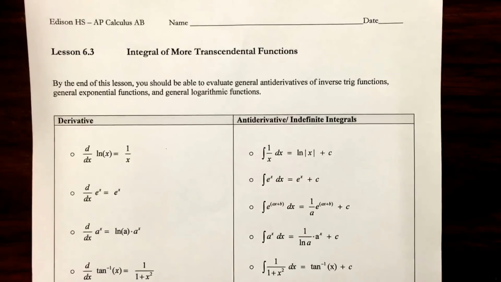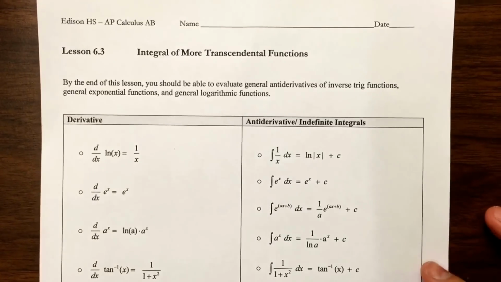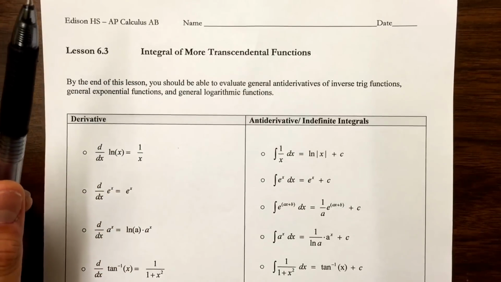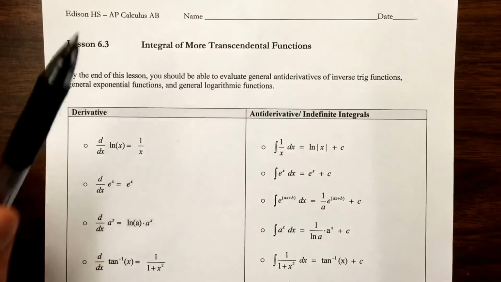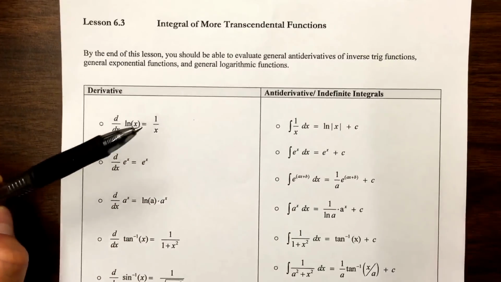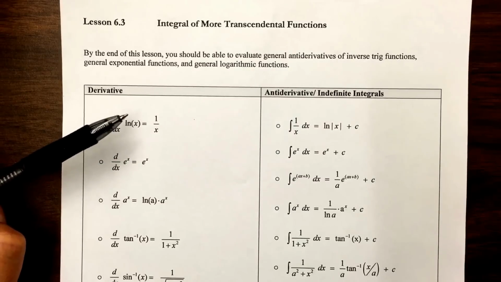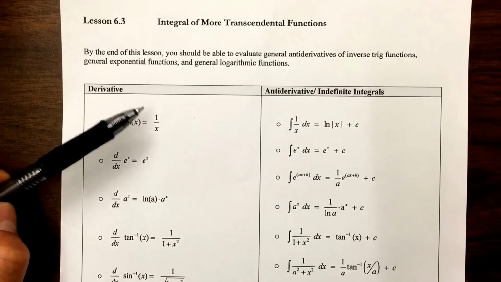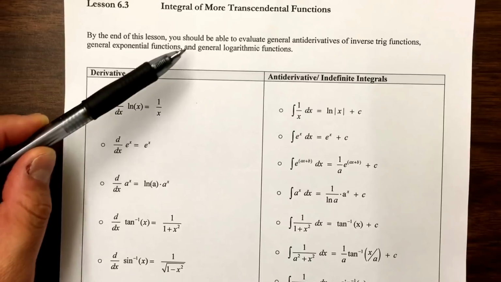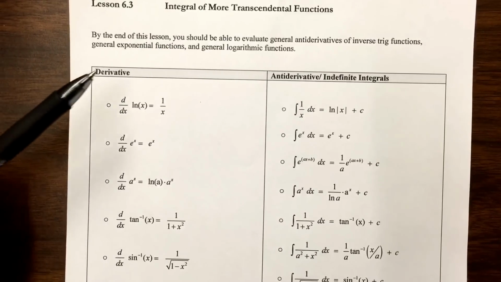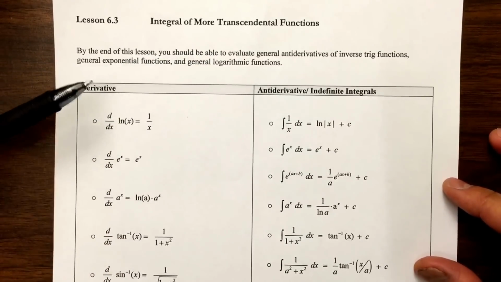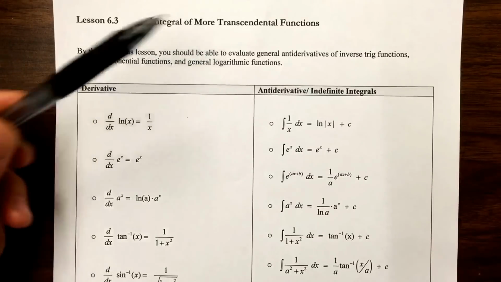Alright guys, in this lesson we will discuss transcendental functions. These are functions that are not power functions. So any function that is not a power function is a transcendental function, such as a log function. A log function is not a power function, so it is a transcendental function. An exponential function is a transcendental function. Trig functions are transcendental functions. So any function that is not a power function is a transcendental function.